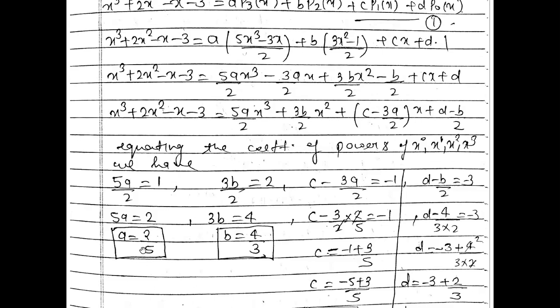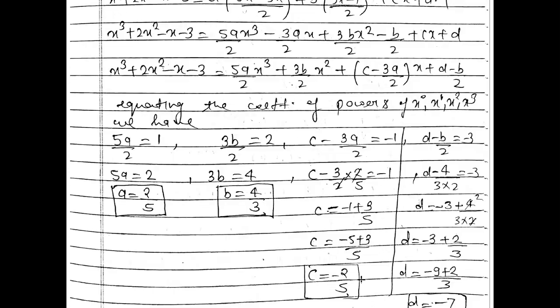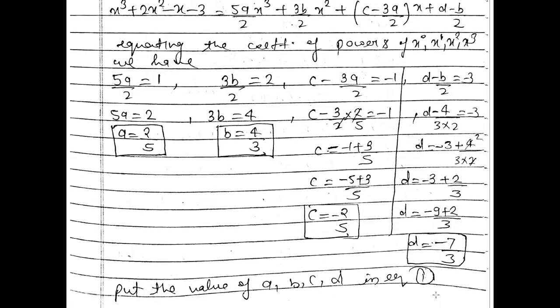So you will get 5a by 2 is equal to 1, so a is equal to 2 upon 5. 3b upon 2 is equal to 2, so b is equal to 4 by 3. c minus 3a upon 2 is equal to minus 1. After solving these terms, you will get c is equal to minus 2 upon 5, and d minus b upon 2 is equal to the constant term minus 3 here. So just write the value of b here and you will get d is equal to minus 7 by 3.